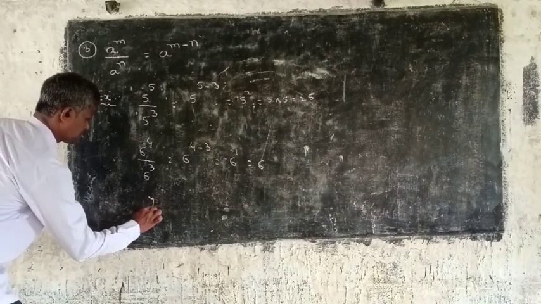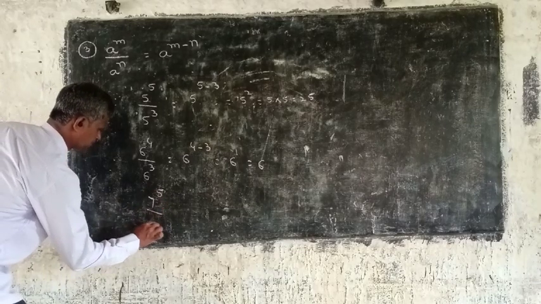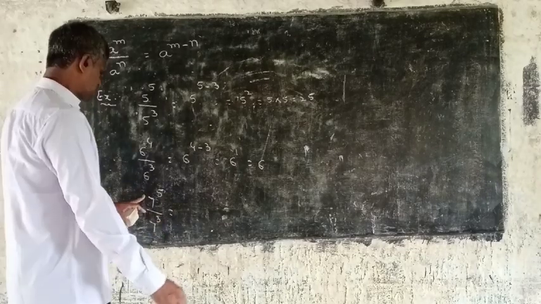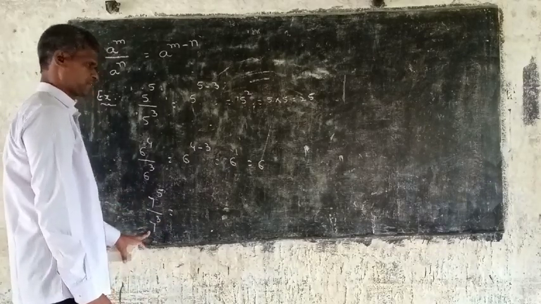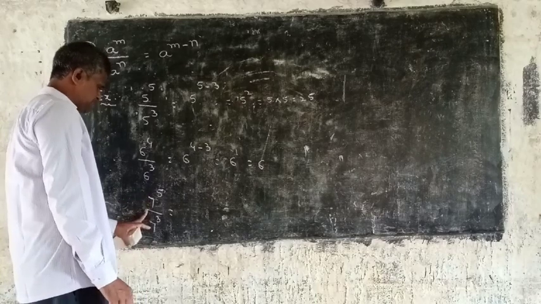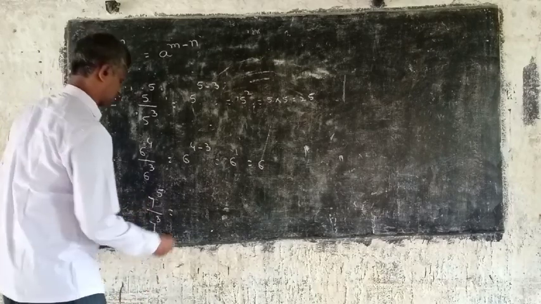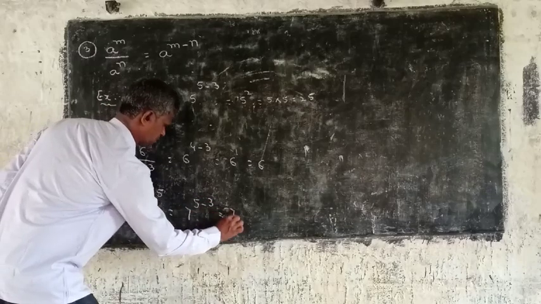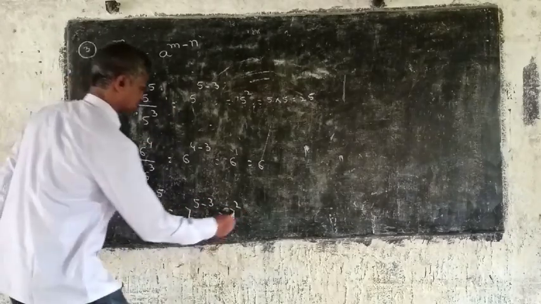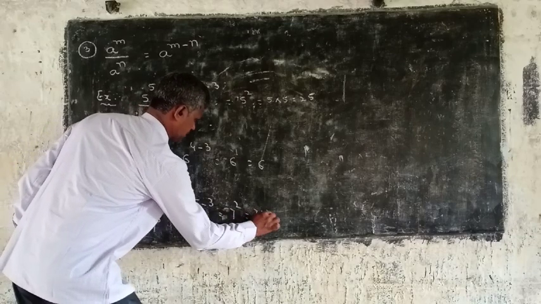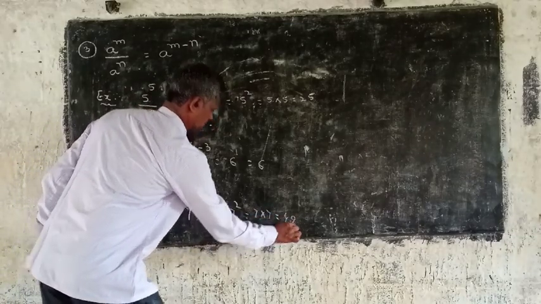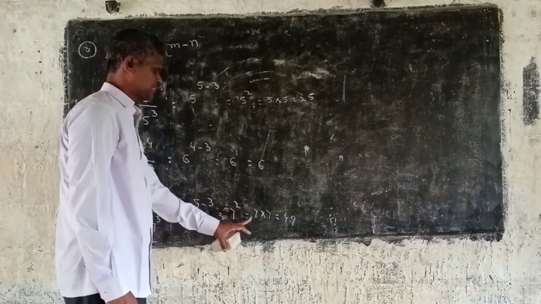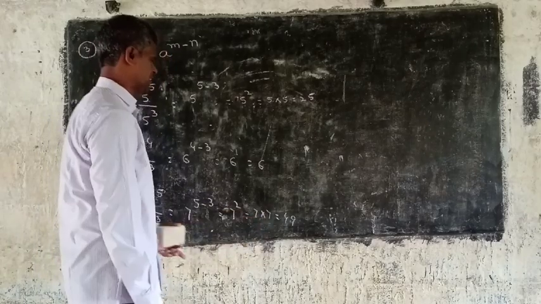Next, 7 to the power of 5 by 7 cube. Base 7. Bases are equal. Division changes into subtraction. 7 to the power of 5 minus 3 equals 7 square. 7 square means 7 into 7. 7 sevens are 49. 7 is the base, 2 is the exponent.